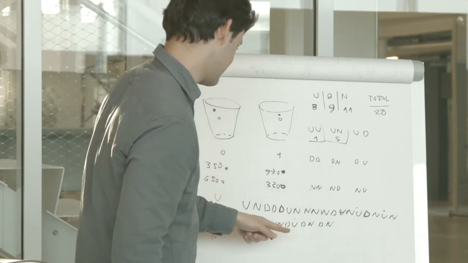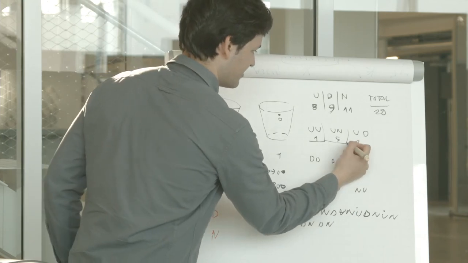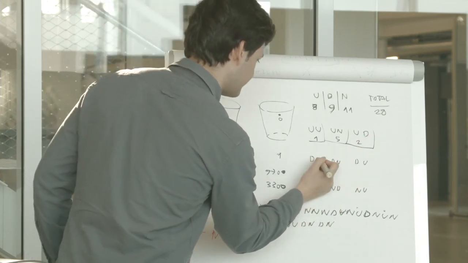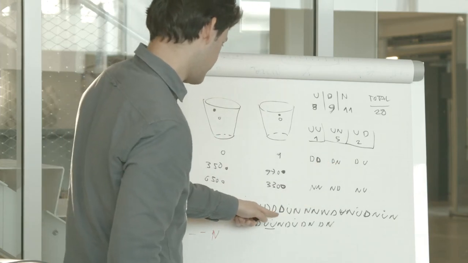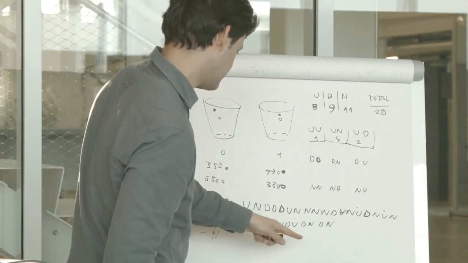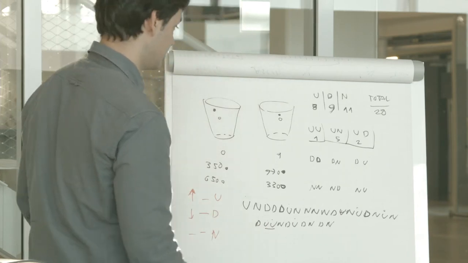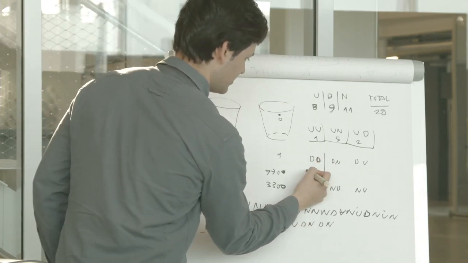UD: one. Twice. DD: one, two. Two. Would you say two? DN.